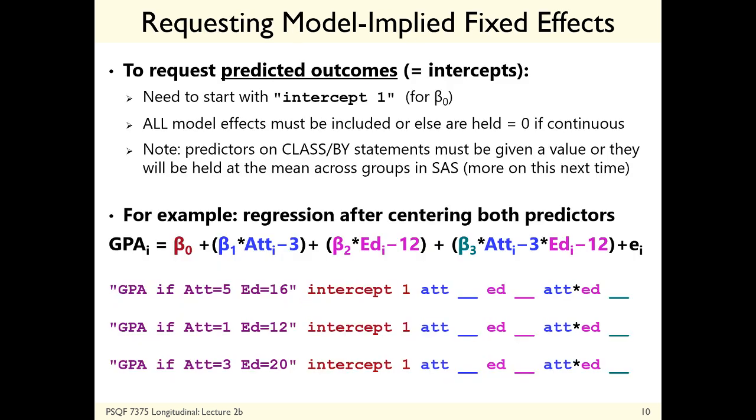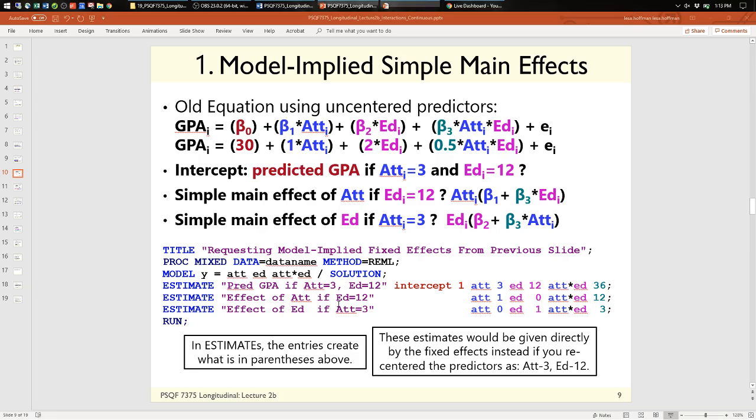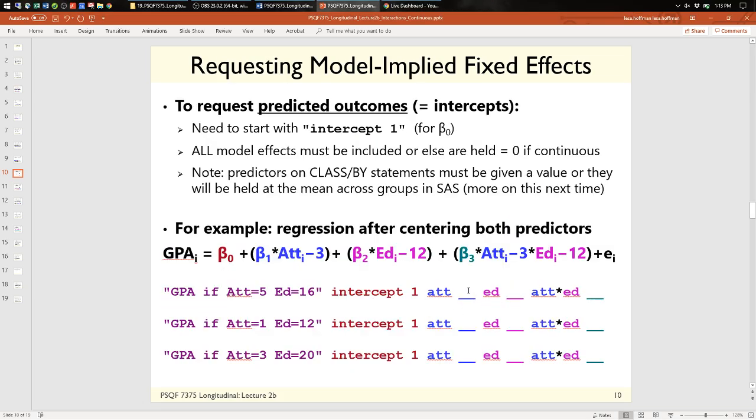Okay. A little bit of practice. So if we want to predict GPA after recentering these predictors, so if attitudes is centered at 3 and education is centered at 12, and I want to get predicted GPA for attitude equals 5, what goes here, where my cursor is? What goes here? And don't say 5. Not a trick. What? Say it. 2, yeah.